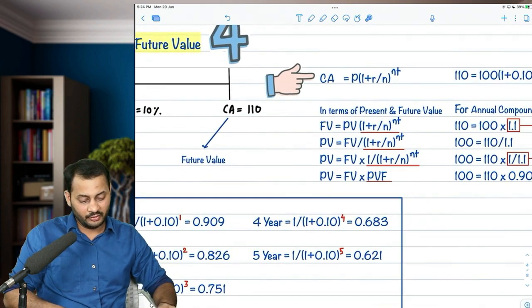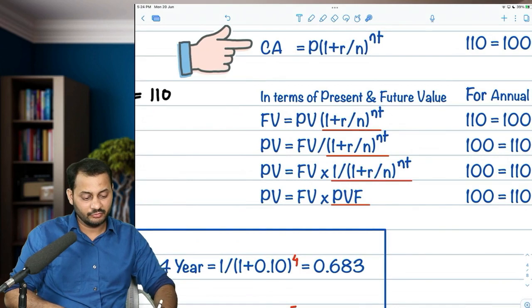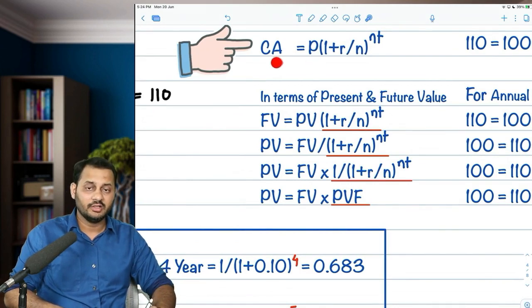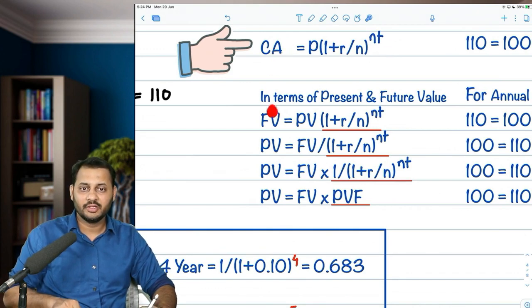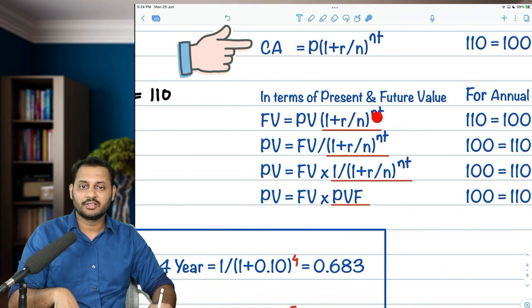Now the formula for present value will be derived from the same formula that we have learned just yet. Compound amount is equal to principal (1 plus r divided by n) to the power nt. n is the number of compounding in a year, r is the rate of interest, t is time. So compound amount is the future value. We have kept FV in place of compound amount, and the principal that we are investing today, we will call it present value, and the rest of the formula is the same.